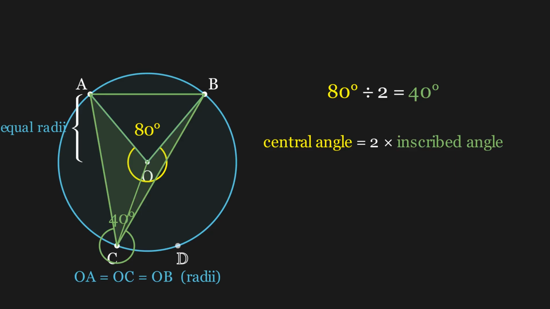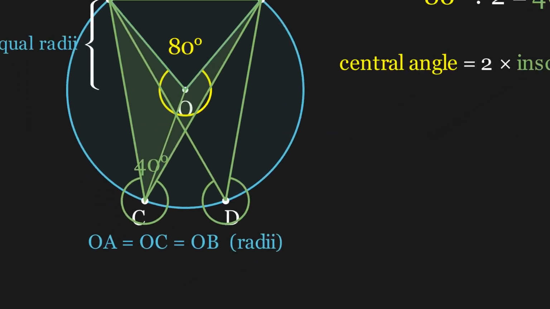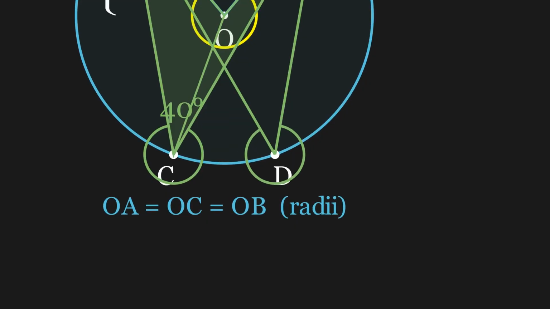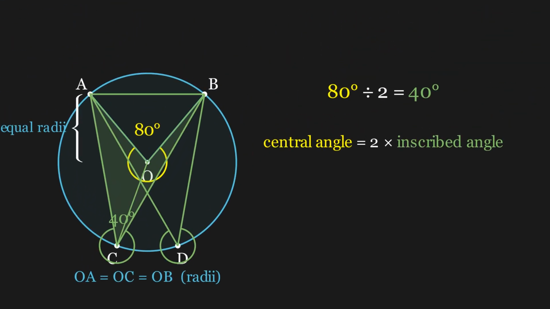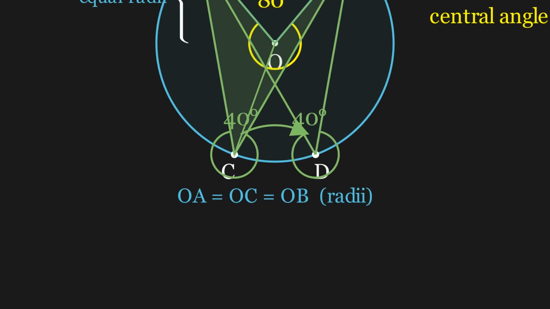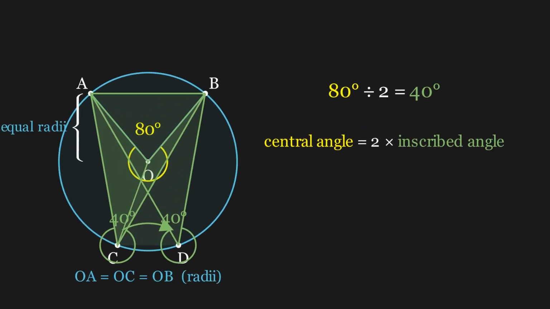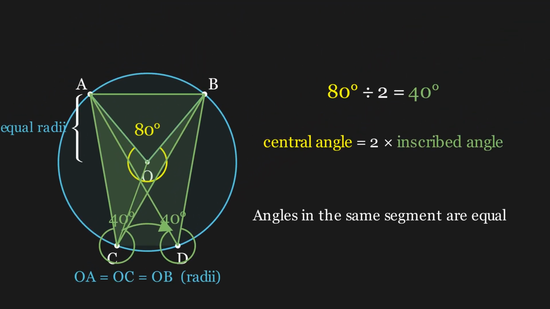Now let's add a fourth point, D, also on that same major arc, and draw lines DA and DB. This gives us angle ADB. Here's theorem number 2. Angles in the same segment are equal. Since C and D are both on the major arc, looking at the same chord, AB, they both use the exact same central angle to find their value. So angle ADB is also 40 degrees, exactly matching angle ACB.